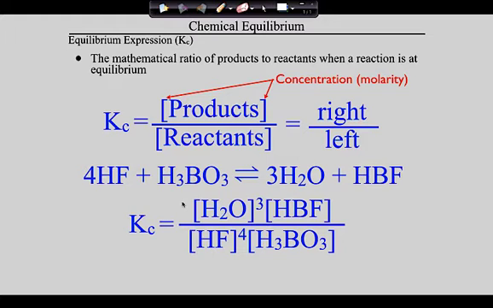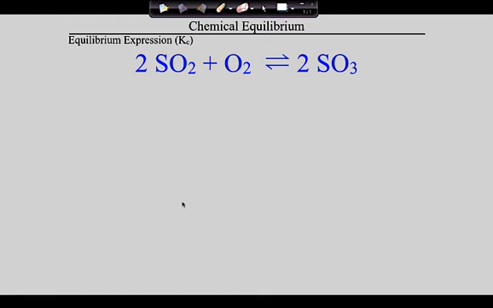You ready to go? So guys, try this and let's see if you're doing good. This is the reaction between sulfur dioxide and oxygen to form sulfur trioxide. Guys, scratch down the reaction really quick and then write its Kc expression.